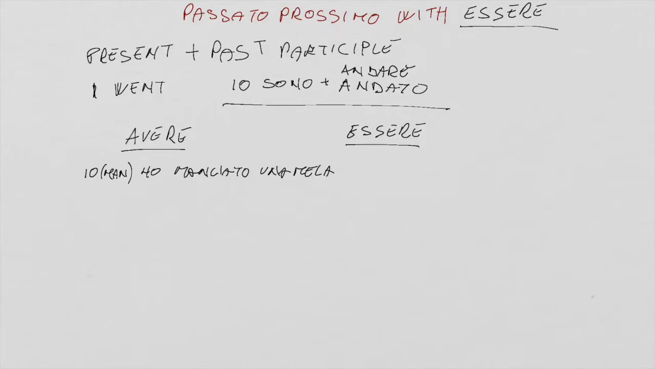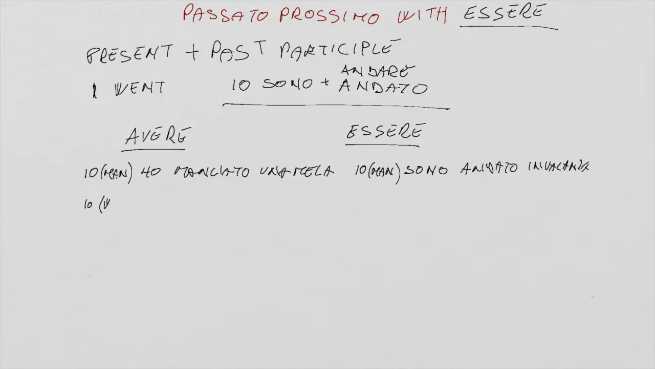I ate an apple. Now, let's use the verb essere as an auxiliary. Io, again, who is talking is a man. Sono andato in vacanza. I went on vacation.